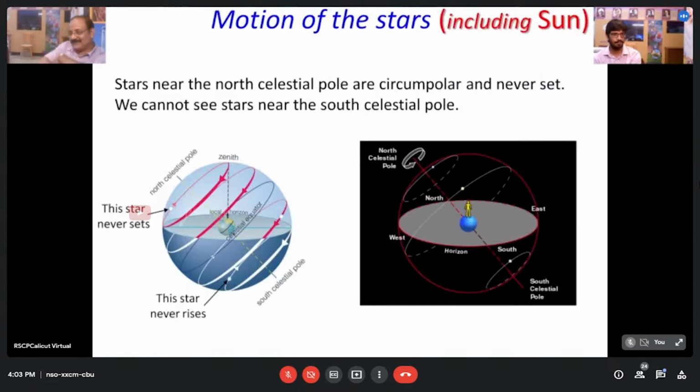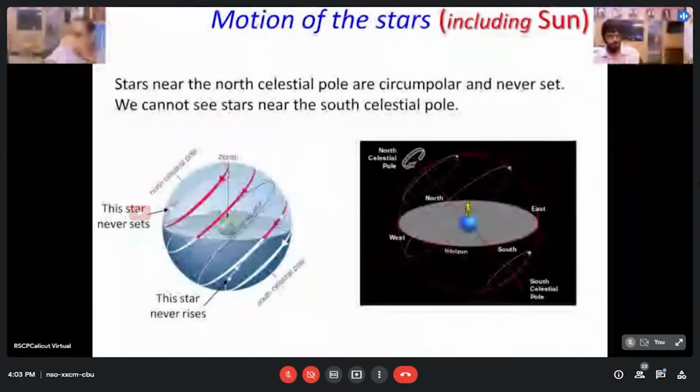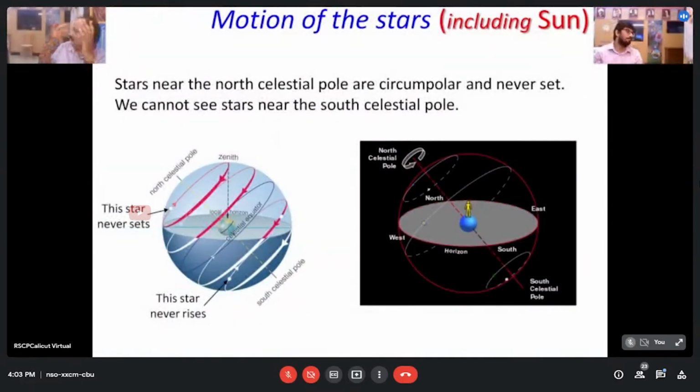Now, would you like to comment on this particular slide? So, for example, it says certain stars are always seen in the sky. Those stars are never setting. So what is rising and setting? When they move above the horizon, it is rising. When they move below the horizon, it is setting. There are certain objects which never move above the horizon. Like you can see that this particular object never moves above the horizon, so it is always below.